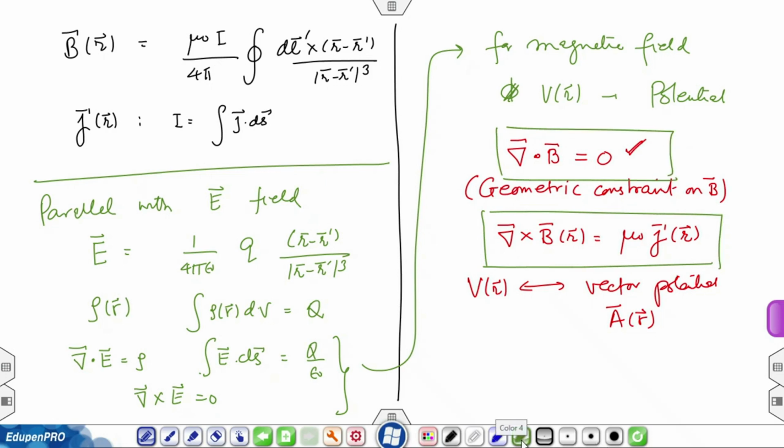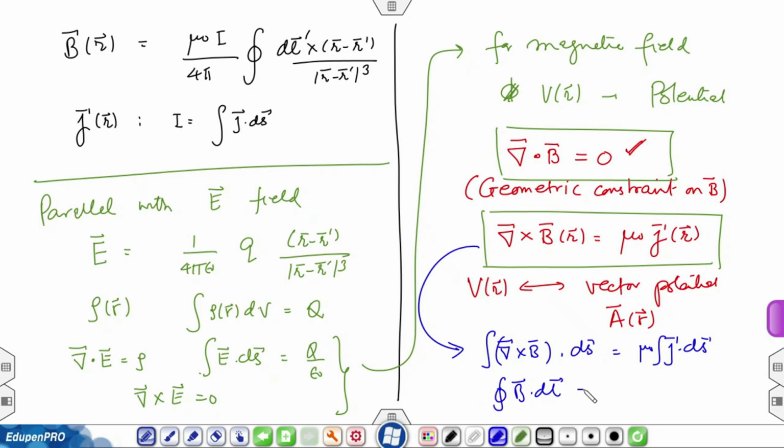and the corresponding integral equation from this comes out to be curl of B dot ds is equal to mu naught J dot ds, and this gives you B dot dl by Stokes' theorem comes out to be mu naught times I enclosed by that loop. That is the corresponding equation, the integral equation for that differential equation. So, let us now write these purely for the magnetic field. Earlier we just drew an analogy.